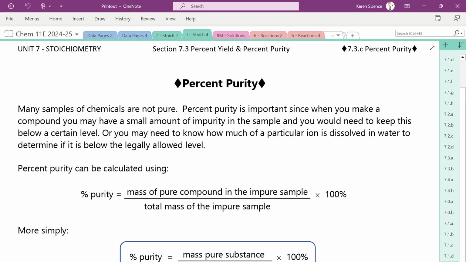So anyway, you might create a chemical and you want to keep the impurity down below a certain level, right? Because you don't want to make things that have contaminants in them, or at least keep it as small as possible. Or you might need to know how much of a particular ion is dissolved in water to find out if it is within the legally allowed level. Yes?